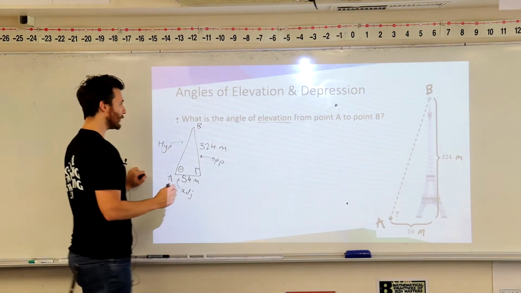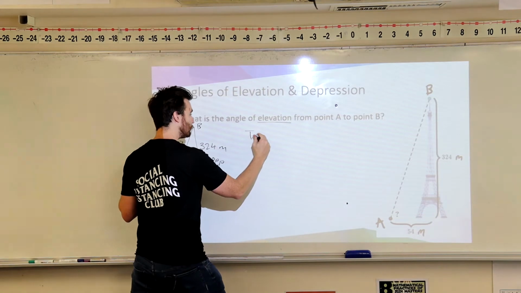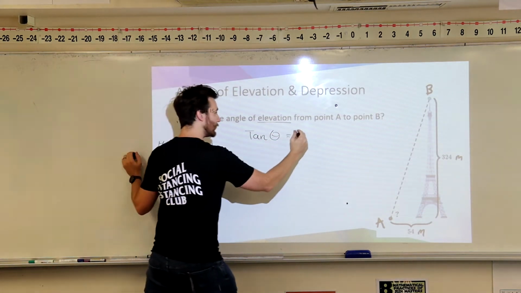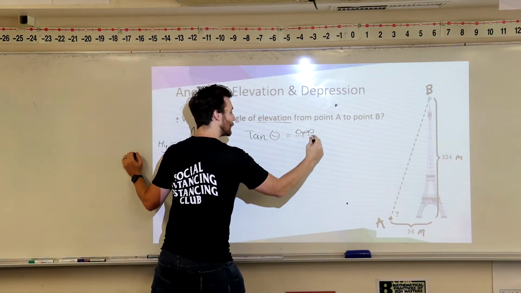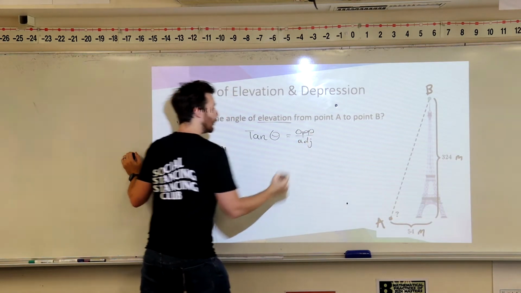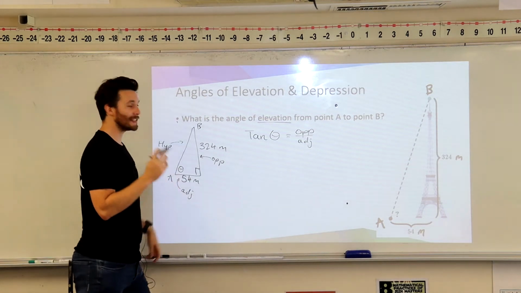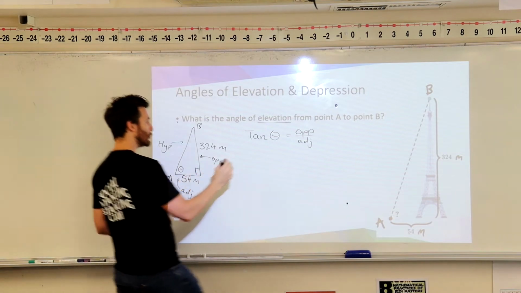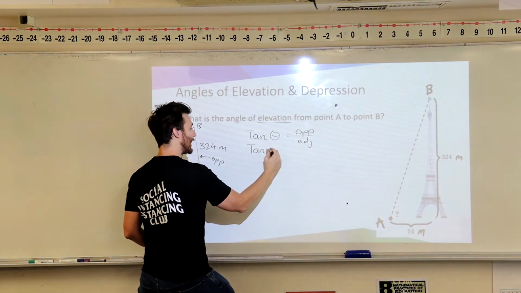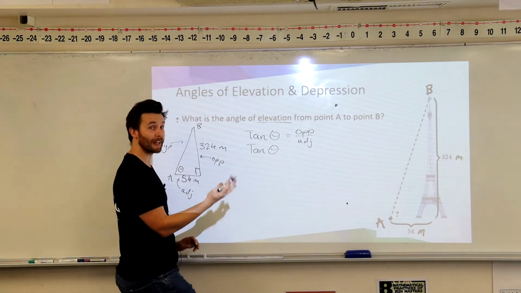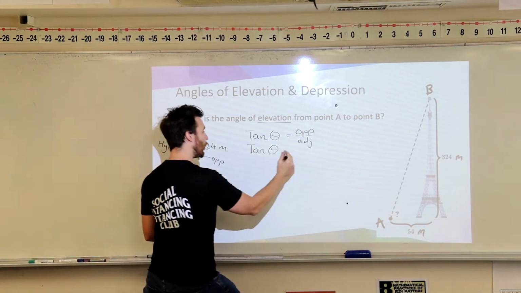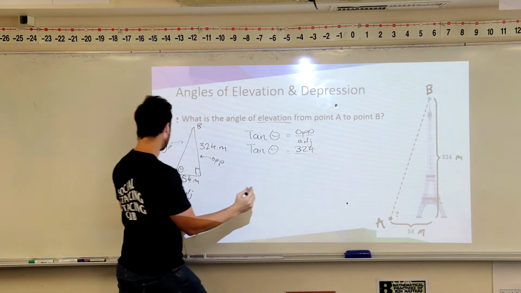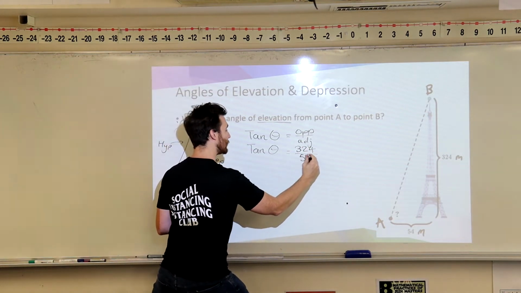Okay, we've been using the tangent ratio so far, so I'm going to write that down. Tangent of the angle is equal to length of the opposite divided by length of the adjacent. That's my first step. Second step is to fill in the information that I know from the diagram. So it's still tangent of the angle, because I don't know what the angle is yet. I know the length of the opposite, which is 324 meters. I know the length of the adjacent, which is 54 meters.